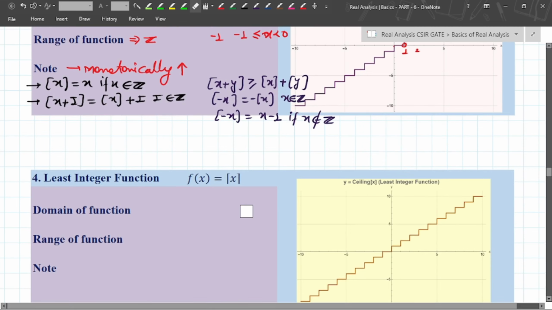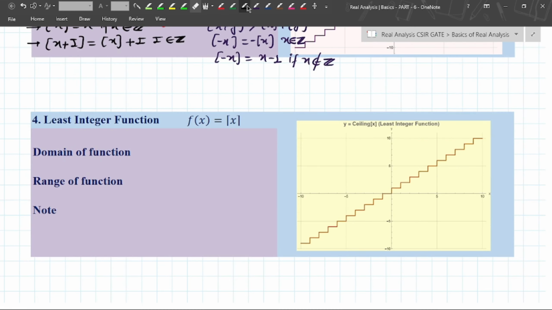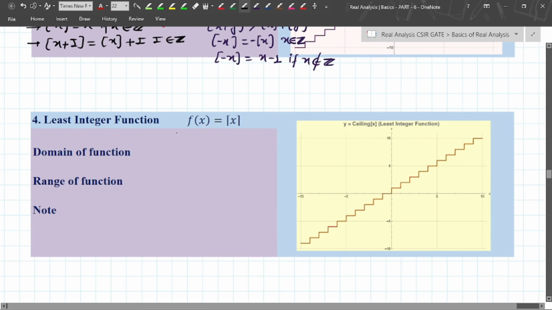Next we have the least integer function, which is called the ceiling function. It is taking the highest value of this. It means that if I first define it like this, if the value is in 0 to 1, then it will be 1. Then 1 to 2, it will be 2. It is taking the upper value. So 2 to 3, then it is taking 3.